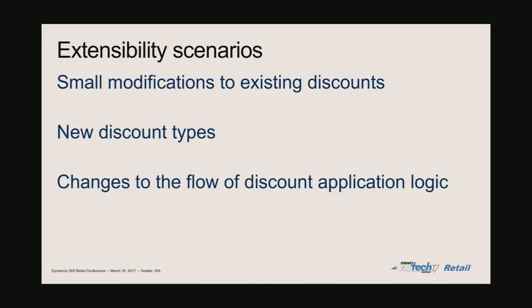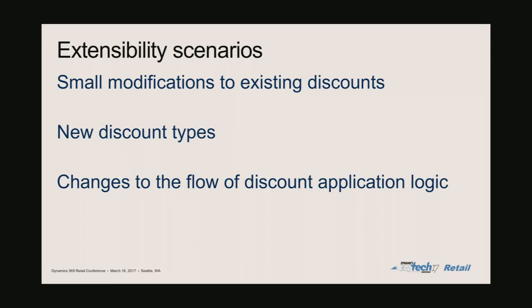So part of this is I wanted to show you this and validate that these are the scenarios that we should be thinking about for extensibility. If you know of more, I want you to tell us about them. So we considered there's a small modification you want to do. Our example one is I want to move the date effectivity from the discount header to the discount line. It's just a small change to our existing discount types.